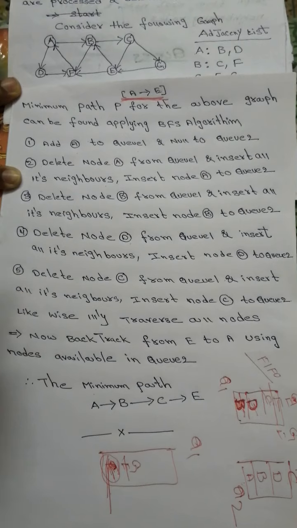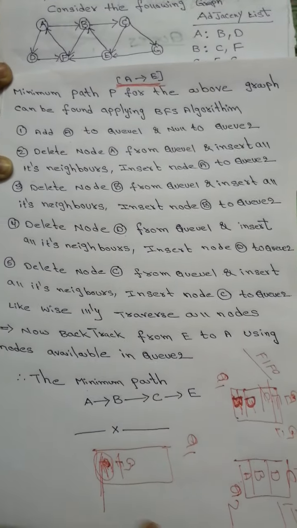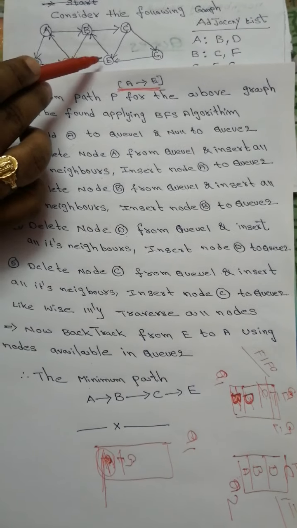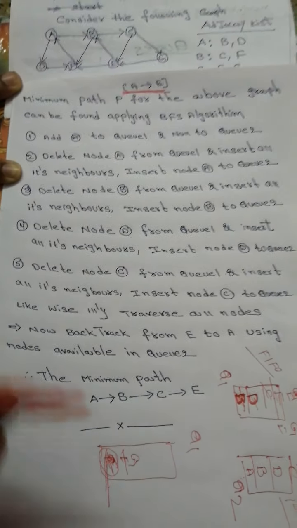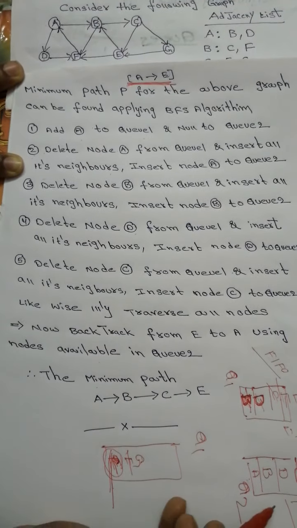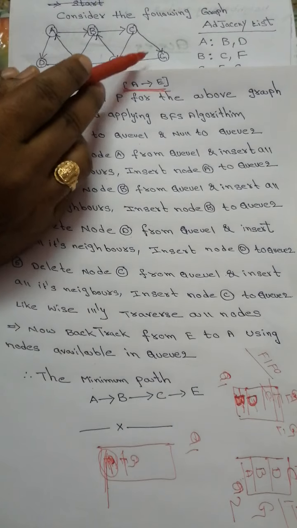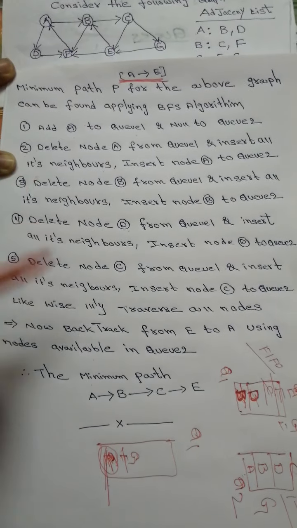Next, E. Delete E from Q1 and insert it into Q2. What are the immediate nodes of E? B, which is already traversed, and F, which is already traversed. Next, what is the other node remaining? G. So delete it and insert into Q2. What are the immediate neighbors of G? E, which is already traversed.